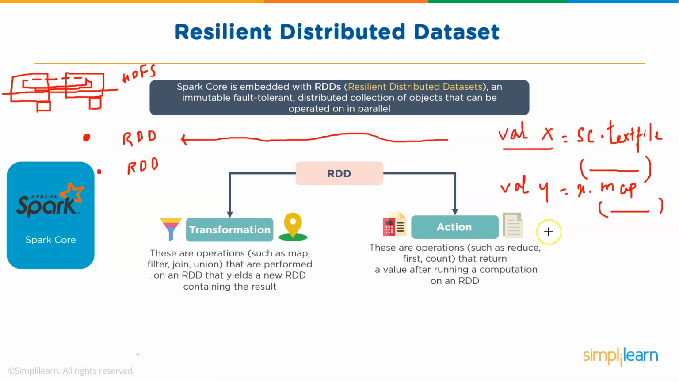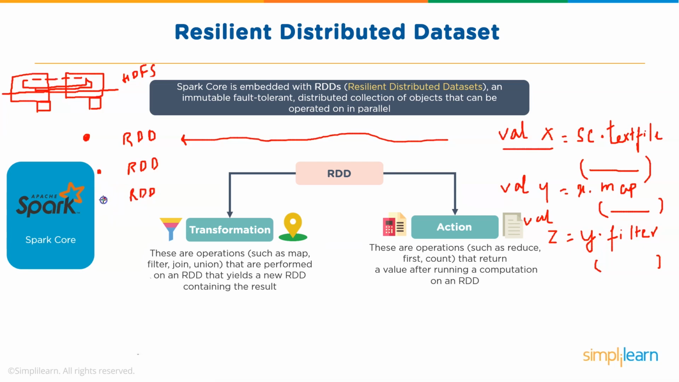Then we can go further and say val z, and I would want to do some filter on y. This filter which I am doing here, I could give a logic. Maybe I'm searching for a word, some pattern. So I could say val z equals y.filter, which again creates one more RDD, a resilient distributed dataset in memory.